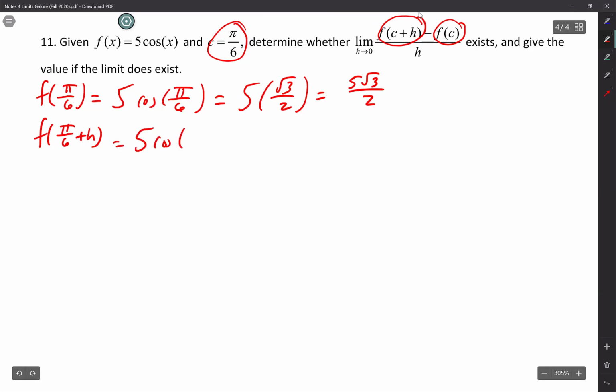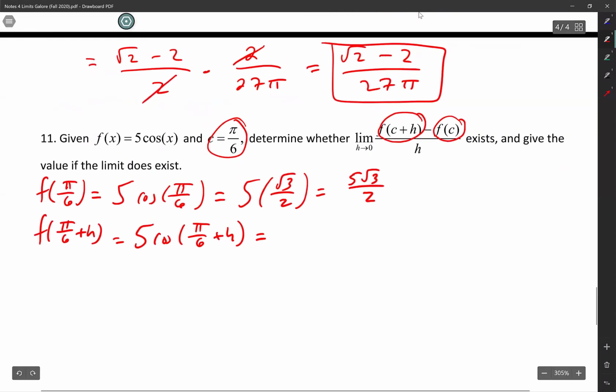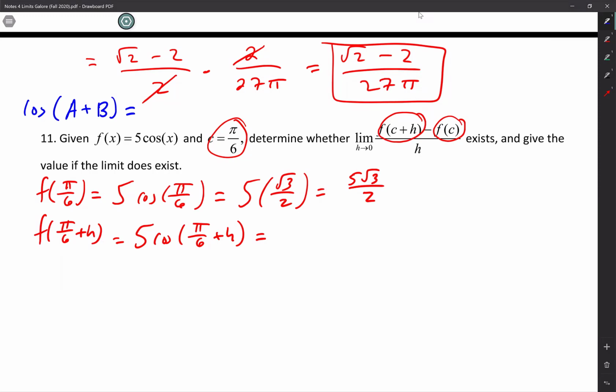5 cosine pi over 6 plus h. Now, is there a way for me to expand that? Yes, from Precalc. See, guys, Precalc doesn't go away. Cosine, when you have two arguments that are being added, a plus b, hopefully you remember that this is cosine A, cosine B, minus sine A, sine B.